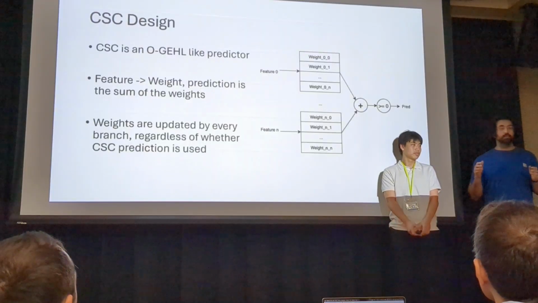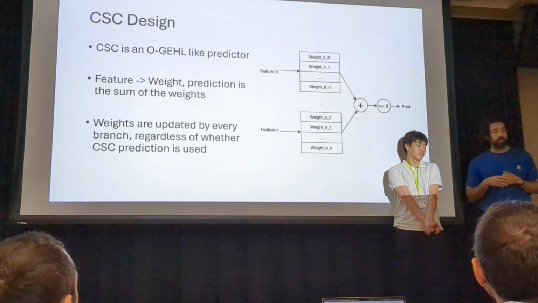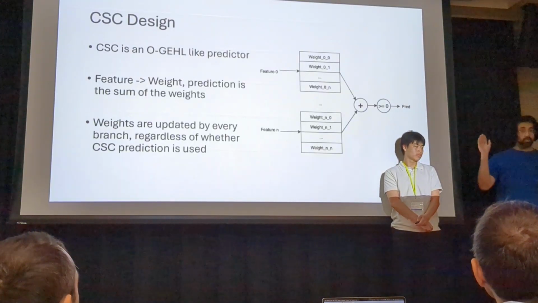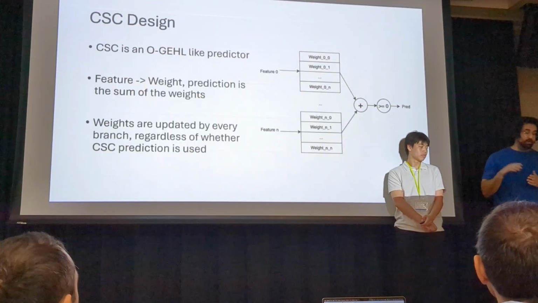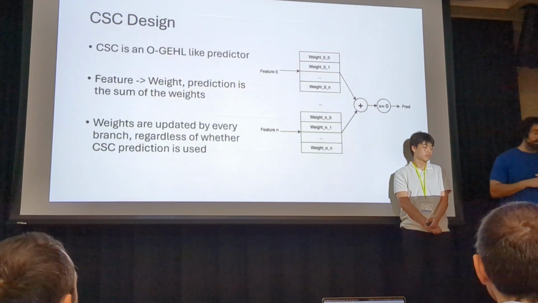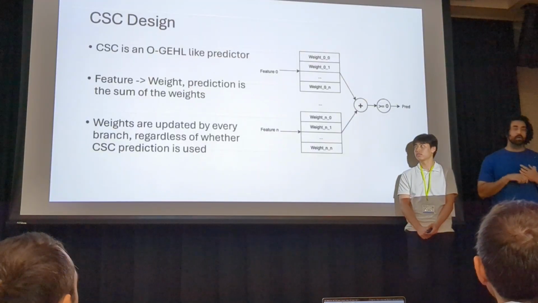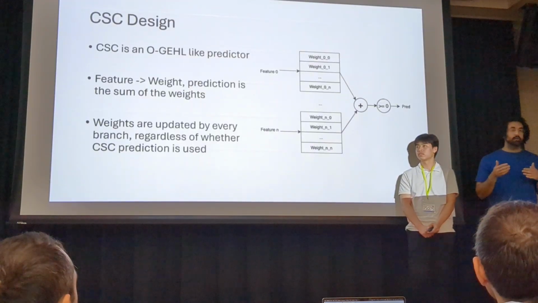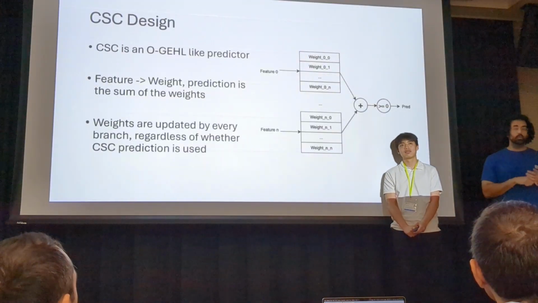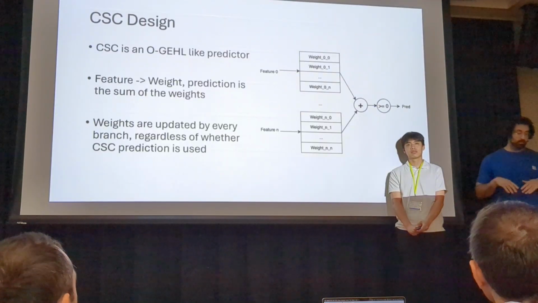So how do we actually use these features to make a prediction? We settled on an OGL-like predictor. All the features are used to look up tables, and those tables provide a weight. The weights are summed and then thresholded, and that gives us our final prediction. This is updated in the typical OGL style: every branch, regardless of whether CSC or TAGE makes the prediction, will update the counters, and if it's taken they're incremented, if not taken, decremented.